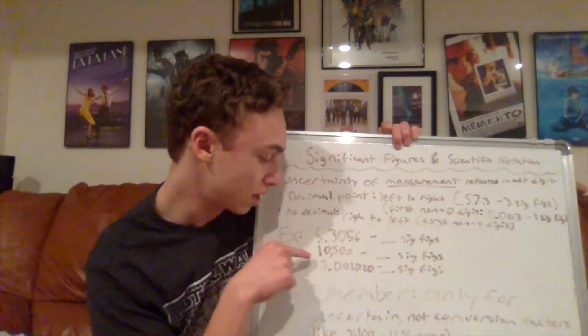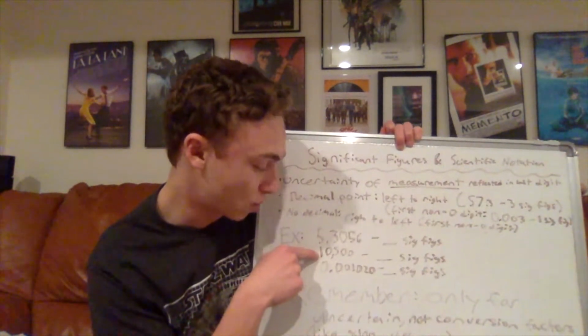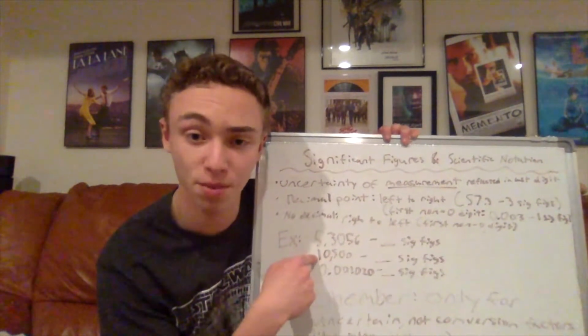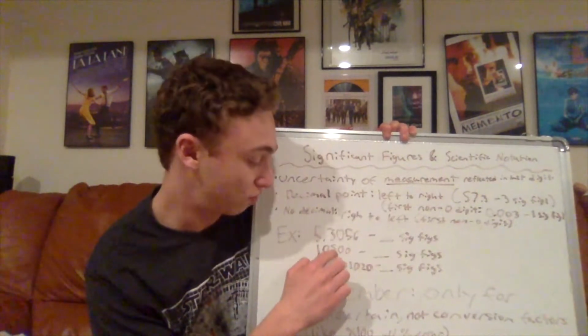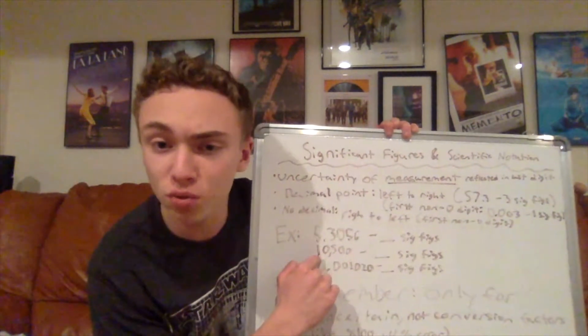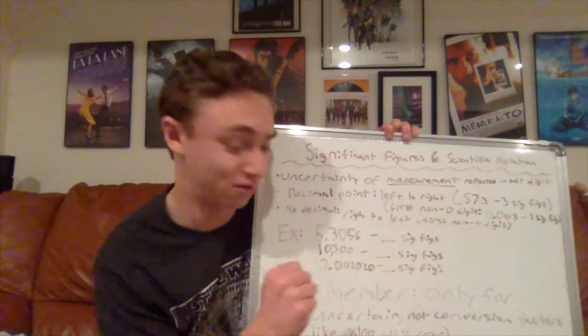5 significant figures. Second one. No decimal point. 10,500. Let's go from the first non-zero digit. The 0 doesn't count. 5, then 00 doesn't count. So 105. Those 3 numbers right there count. So there are 3 significant figures.